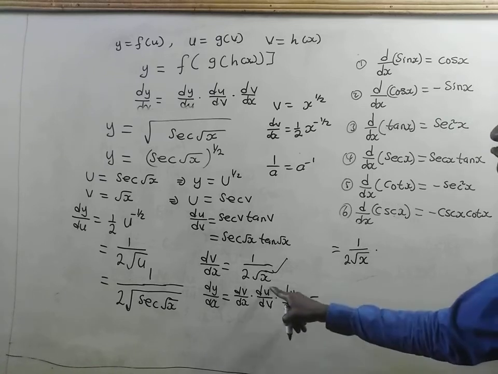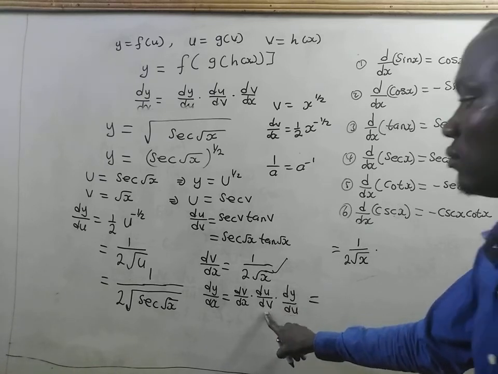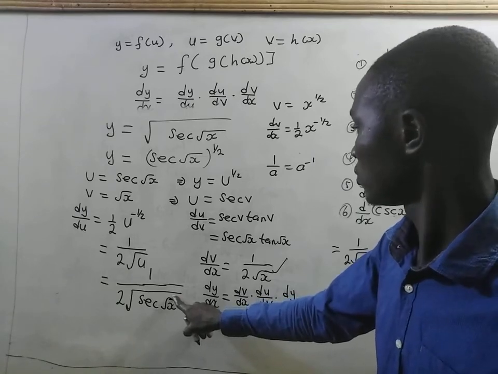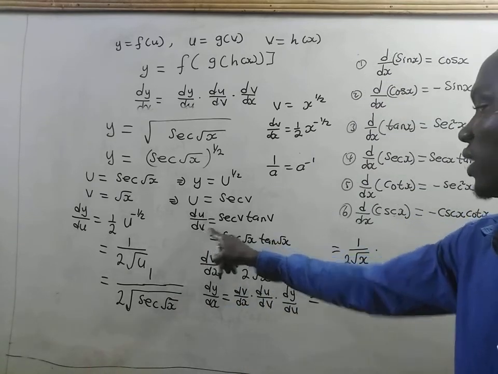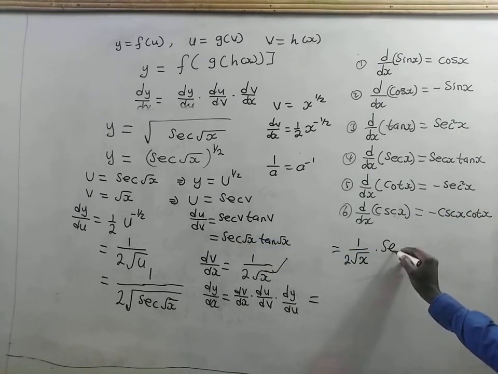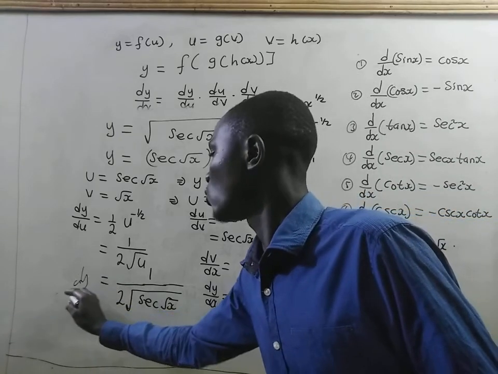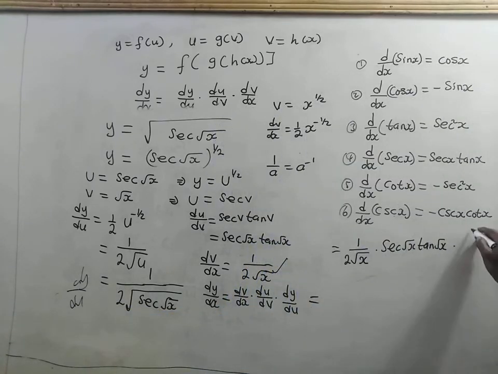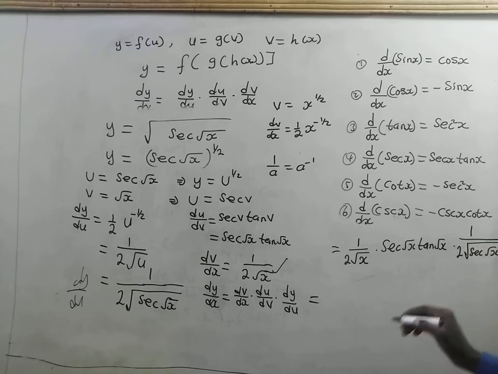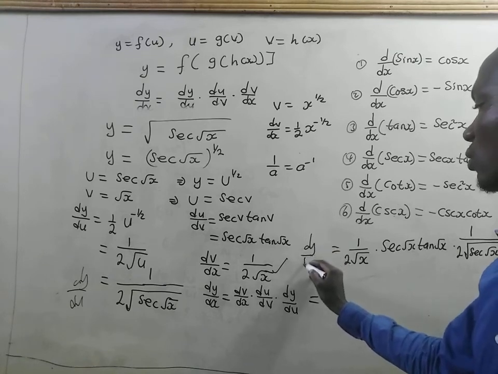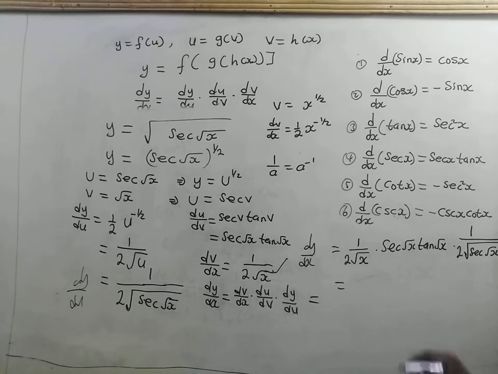Times du dven. And that is what we have here. Oh no, that's what we have here. Du dven. That is secant of square root of x times tangent of square root of x times dy on du. That is 1 divided by 2 times square root of secant of square root of x as our dy on dx. So this one simplifies to, remember this is over 1.